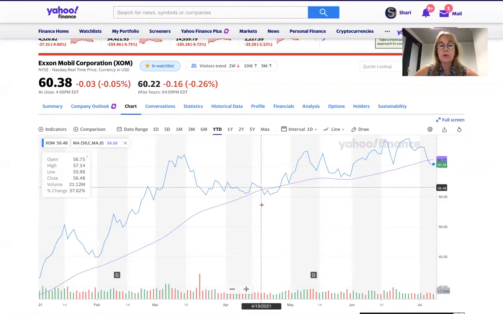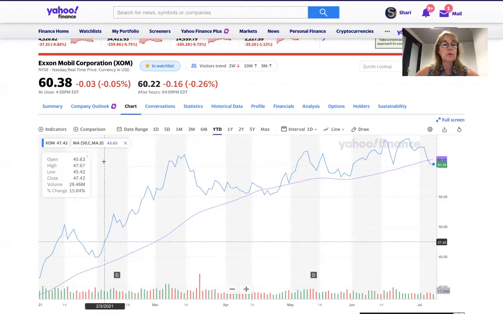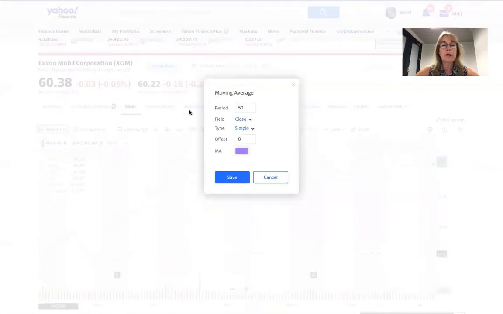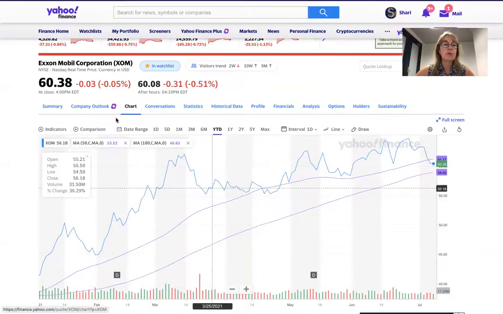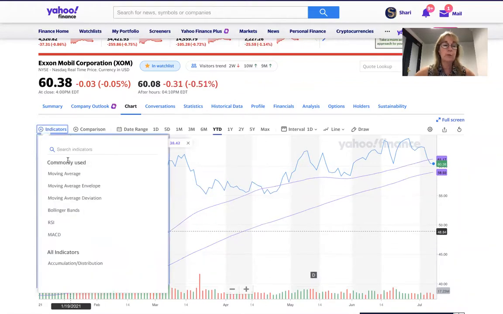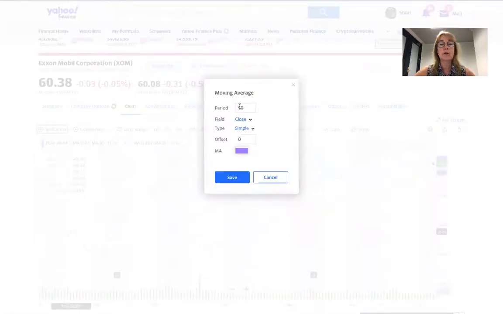So what some people will do also is, in addition to the 50-day moving average, they might look at the 100-day and the 200. Because if a company breaks through its 100-day moving average and then also breaks through its 200-day moving average, that's a really negative sign if it's breaking through from the upside. Positive sign if it's coming through from the downside. So let me show you. Let's do the 200.